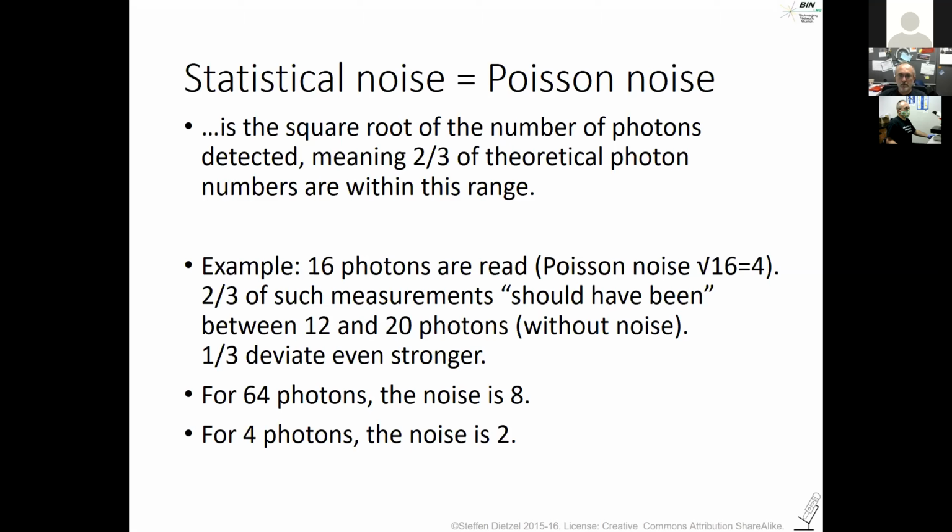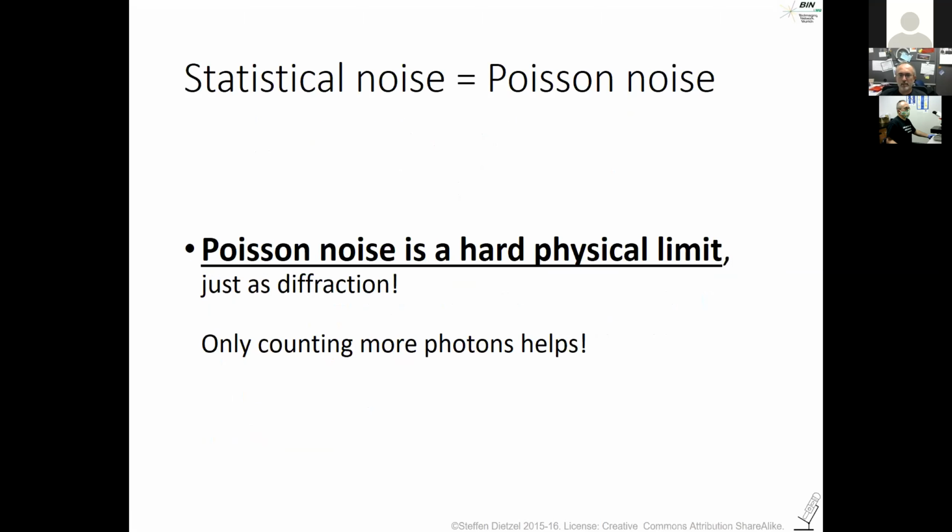And the fewer photons you have, the higher the effect of that. If you only detect 4 photons on average, the noise is 2. So in 2/3 of the time, you'll detect between 2 and 6 photons. And in the other times, you will detect either less or more. So really, it's a hard limit. And the only way to get around it is just to collect more photons. That's why I keep mentioning numerical aperture is really important. The more photons you collect, the better off you are.